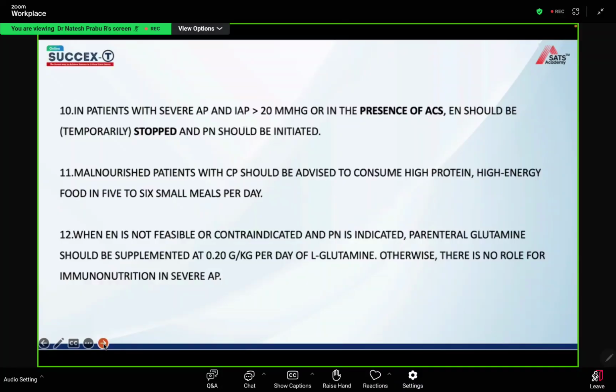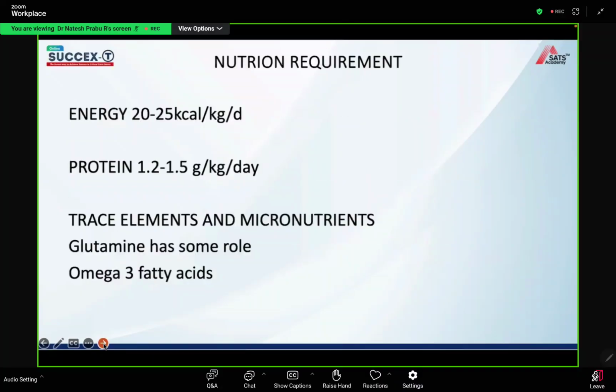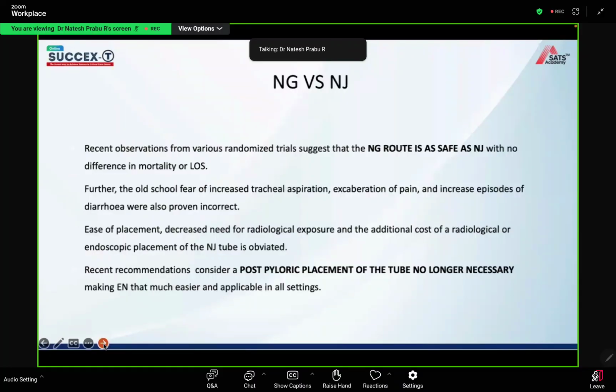When enteral nutrition is not feasible, parenteral nutrition should be considered with other immunonutrients which are generally recommended in severe acute pancreatitis. So normal nutritional goals which we achieve have to be followed in these patients also. And other trace elements like glutamine have some role, and omega-3 fatty acids are also tried in acute pancreatitis.